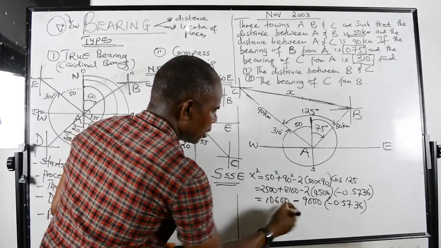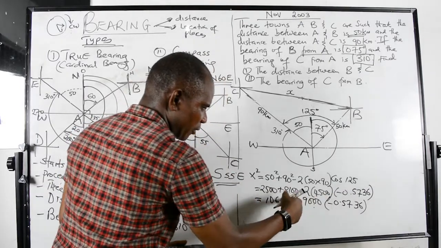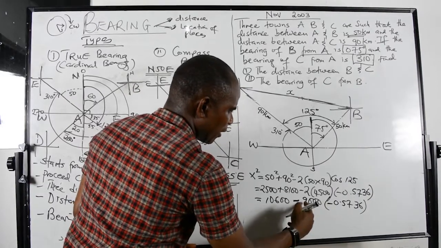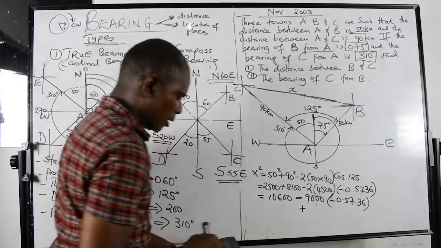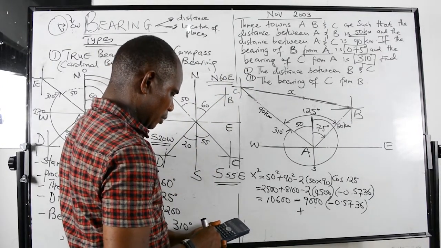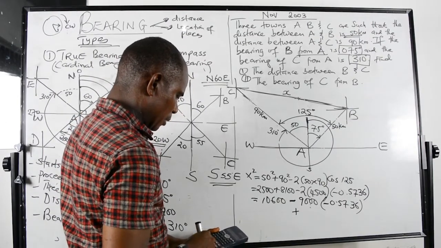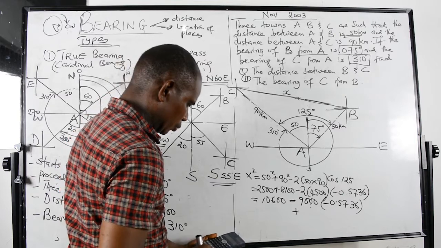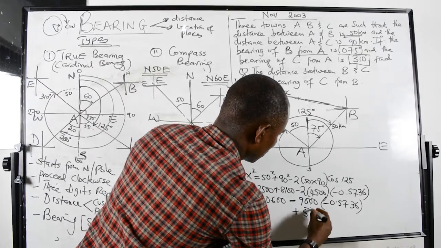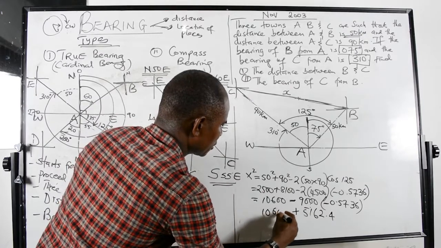So now I come back here. Be careful here. You don't subtract before clearing the bracket. You have to clear the bracket first before you subtract. So I clear the bracket by multiplying this minus by this minus, gives me plus. So I have 9,000 multiplied by that number. So I have to multiply 0.5736 multiplied by 9,000, which is 5,162.4. So now this is 10,600.